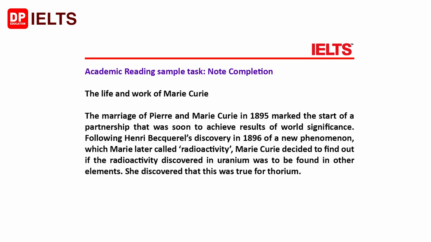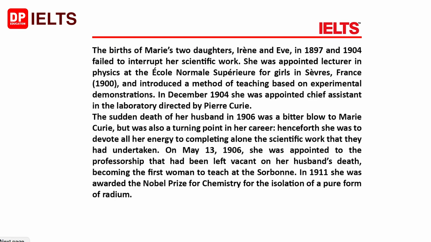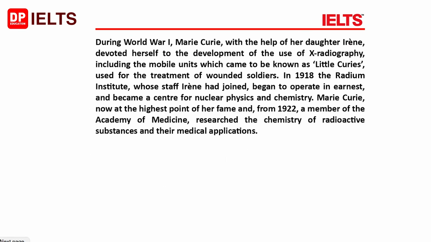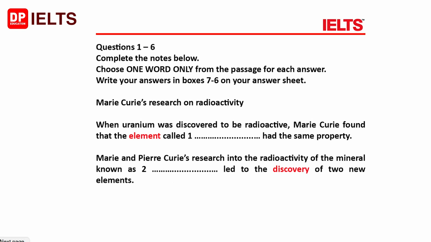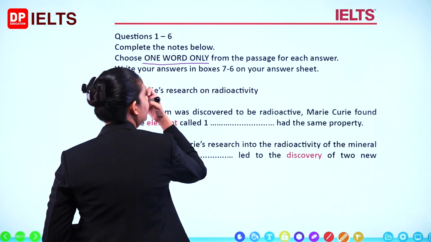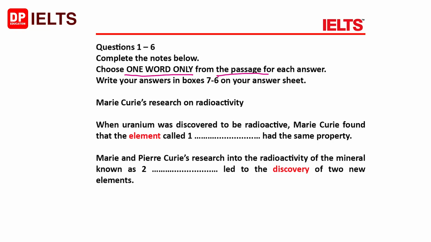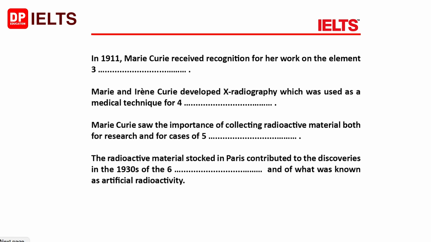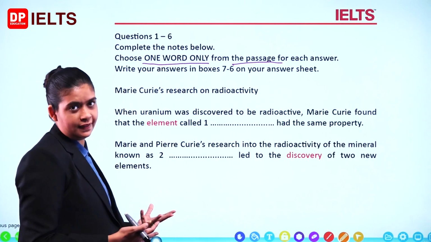Right, the next question. Life and work of Marie Curie. So we're going to have a look at note completion, which means everything about Marie Curie and her work. Choose one word. Can we choose two? No, just one word from the passage for each of the answers. So we have questions 1 to 6. Let's see how we look at these answers.